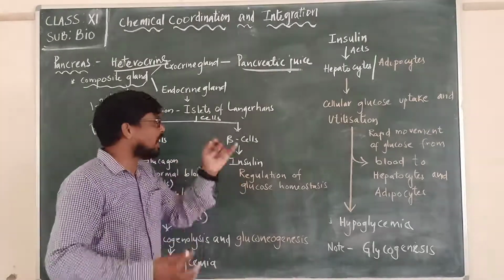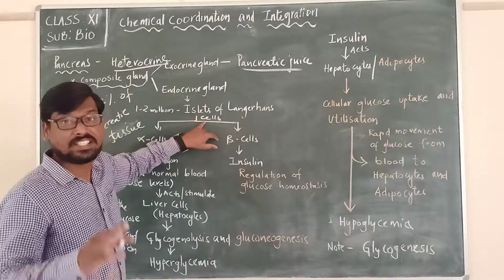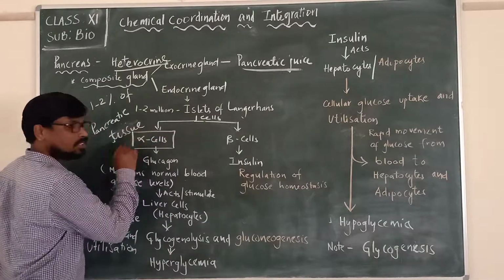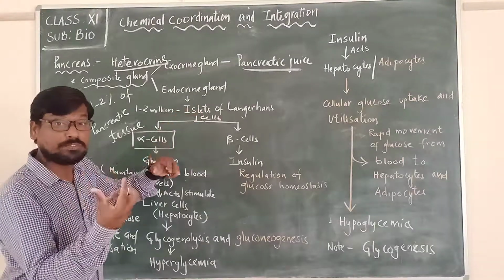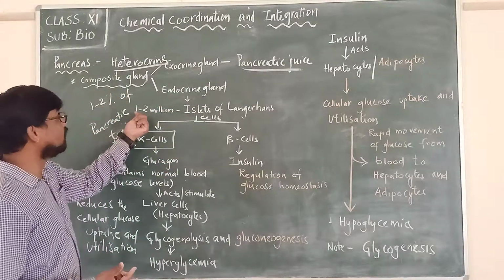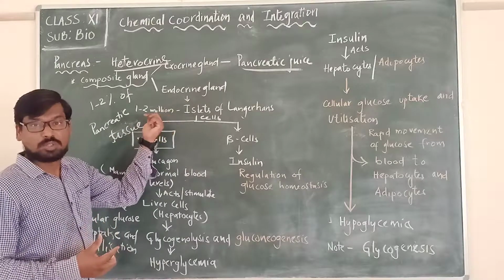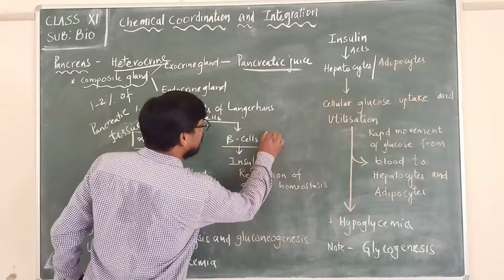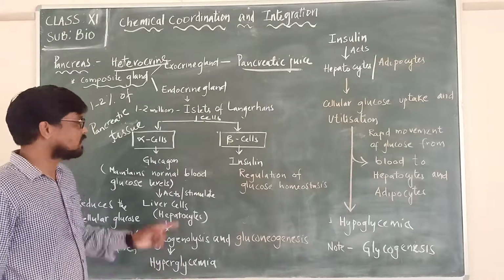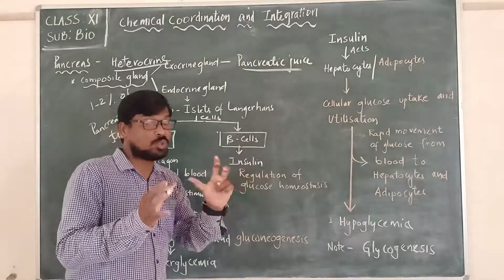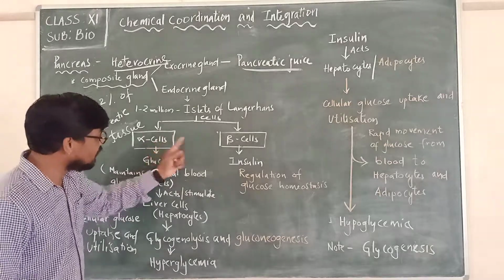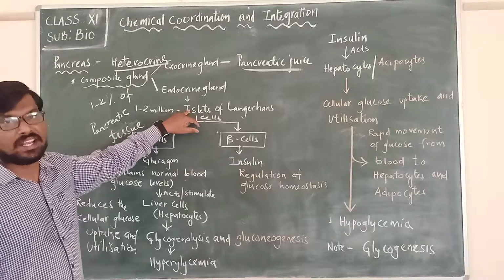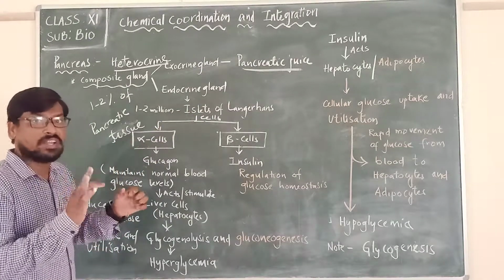Within this group of cells known as islets of Langerhans, there are cells known as alpha cells, and there is another group of cells called beta cells. Alpha cells and beta cells are two different groups of cells, and together we call them the islets of Langerhans.